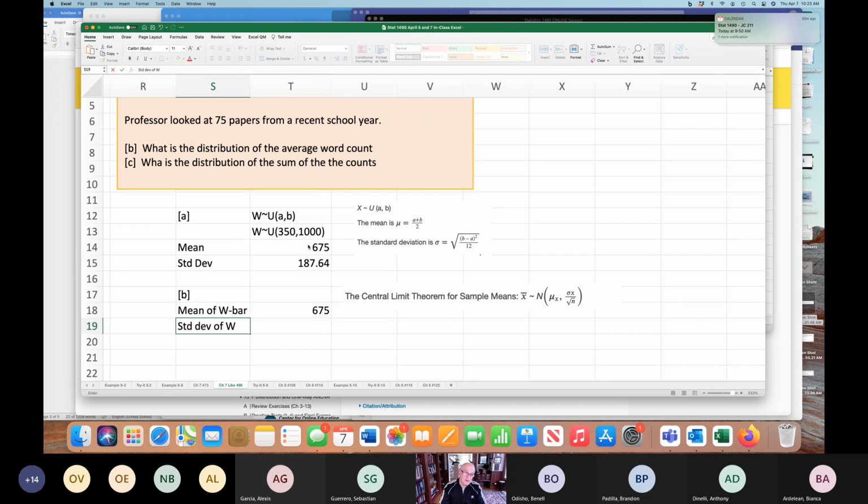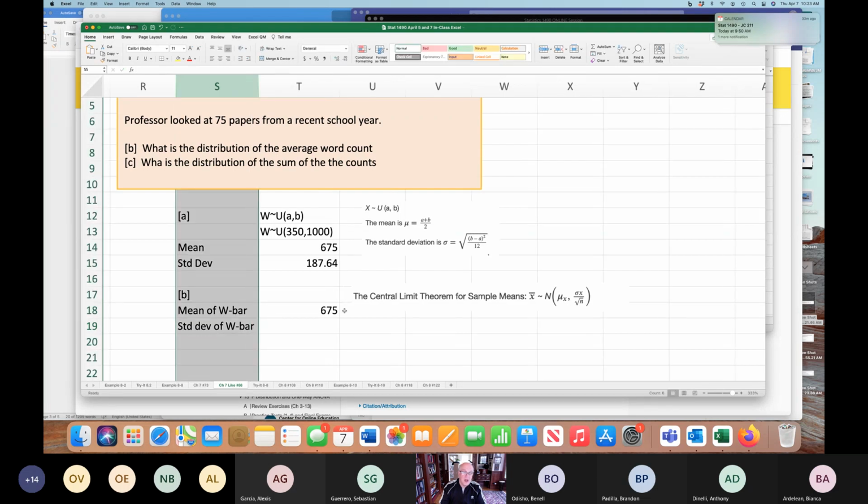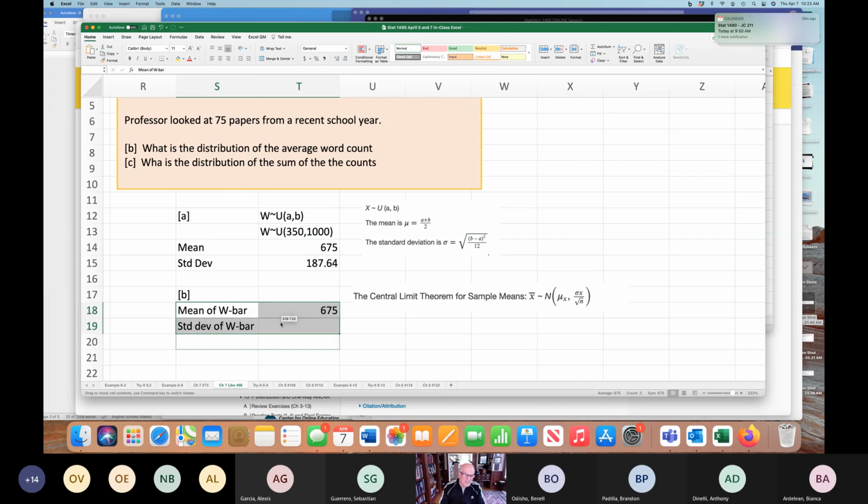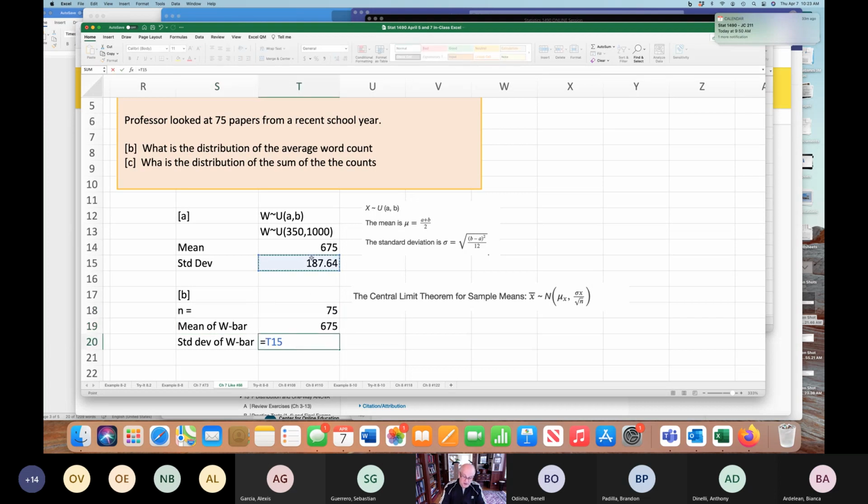What's the standard deviation of W bar, which is the average? It's going to, and what probably we need the sample size here too. Let me pull this down one. And what's the sample size? N equals, how many samples did we take? 75 papers. So the mean is the same. The standard deviation is now going to be the same as this standard deviation divided by the square root of 75. Boom.